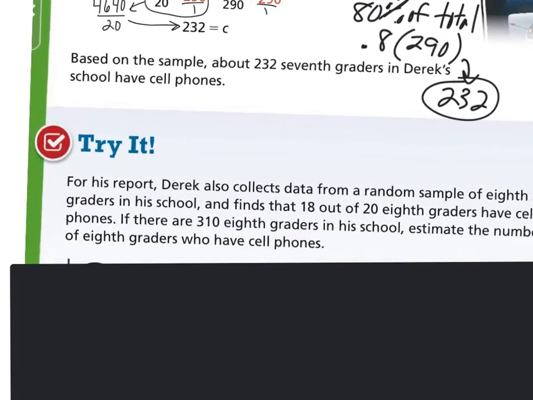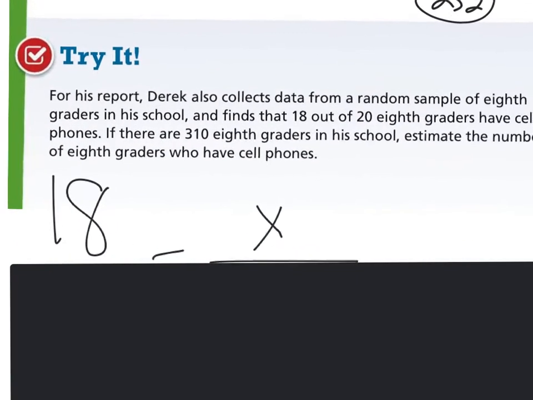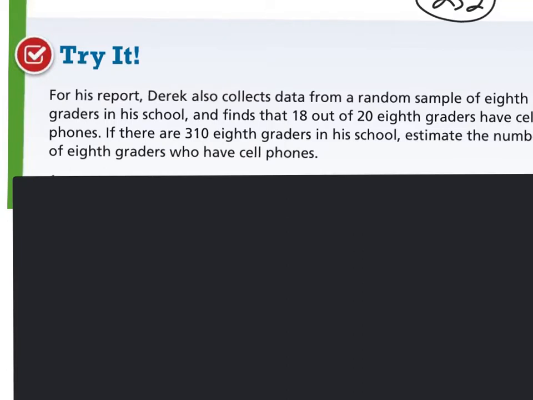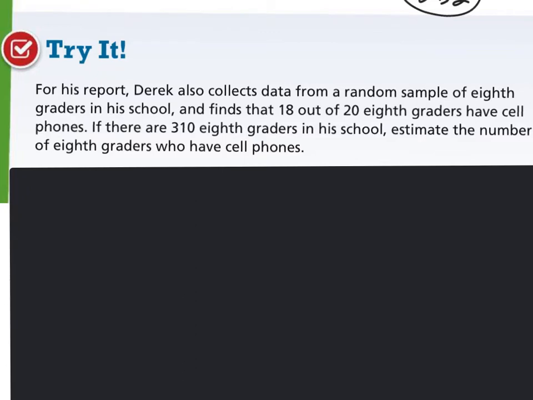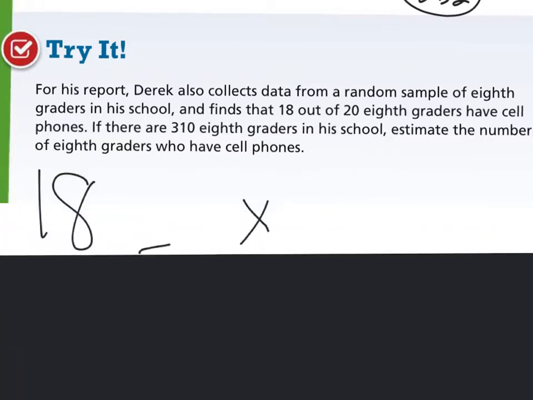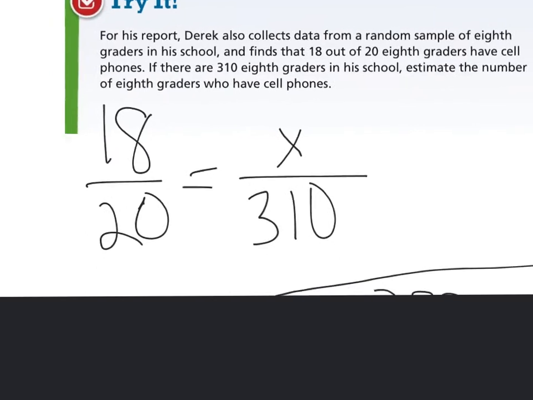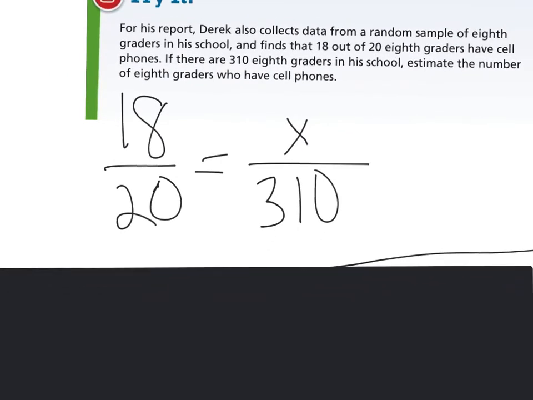So if we look at the try it, we've got a similar problem here. For his report, Derek also collects data from a random sample of 8th graders, and finds 18 out of 20 8th graders have cell phones. If there are 310 8th graders in his school, estimate the number of 8th graders who have cell phones. So if you want to do a proportion on this, there's 18 out of 20, and we're trying to find the number out of 310.